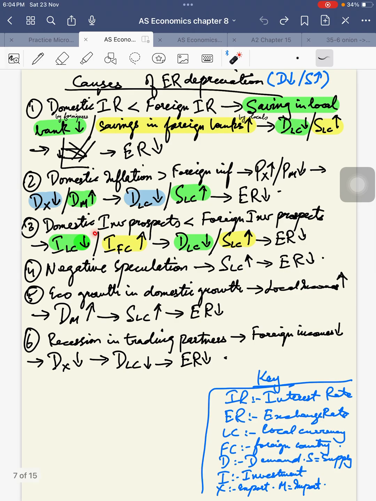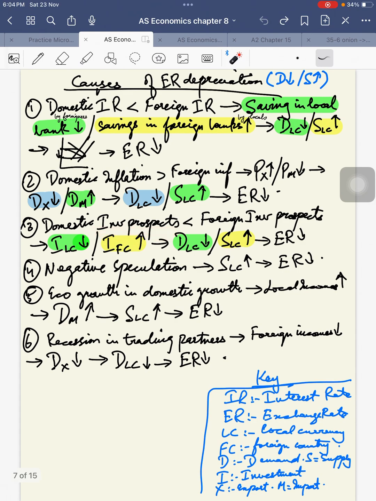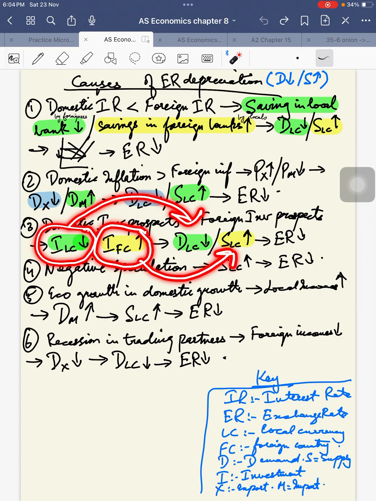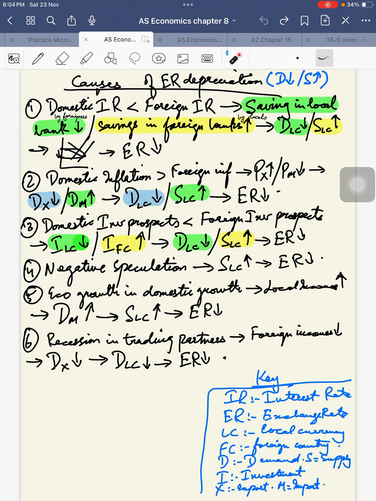Number 3, when the domestic investment prospects are really bad compared to foreign investment prospects. As a result, foreigners will invest less in Pakistan and locals would want to invest more in other countries. Because foreigners want to invest less in Pakistan, they will demand less of our currency. We want to invest more in foreign countries, that means we would want to sell our currencies. The supply of the currency rises. As a result, the exchange rate depreciates.